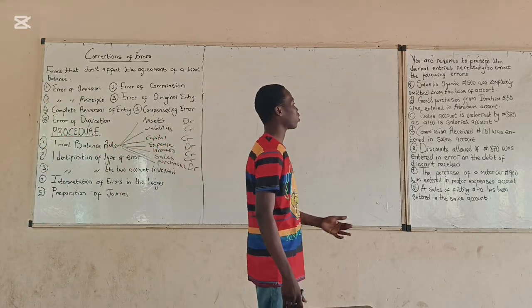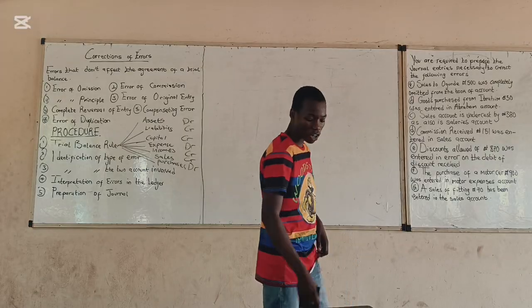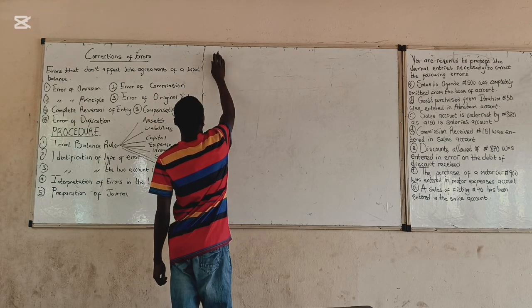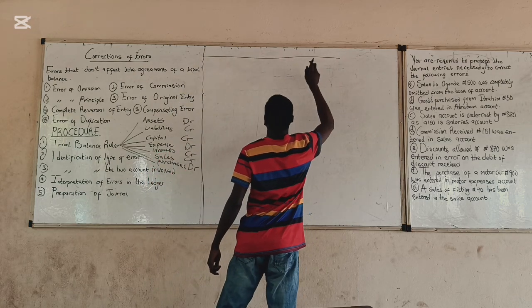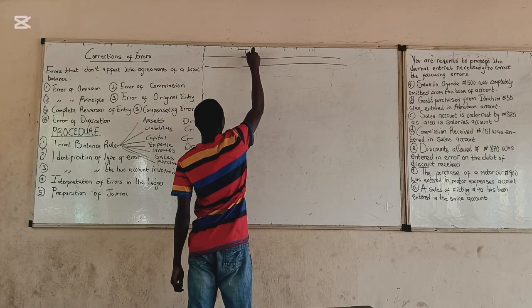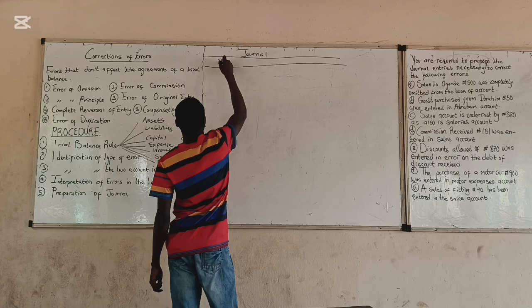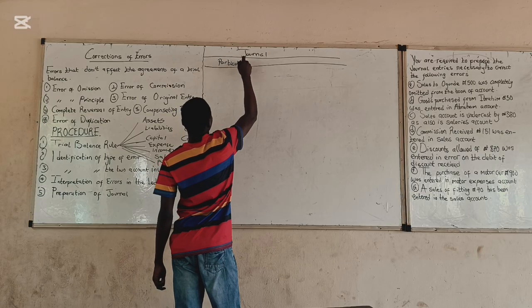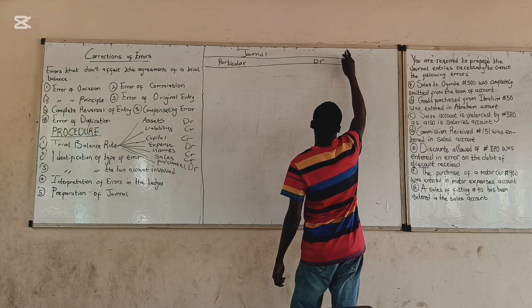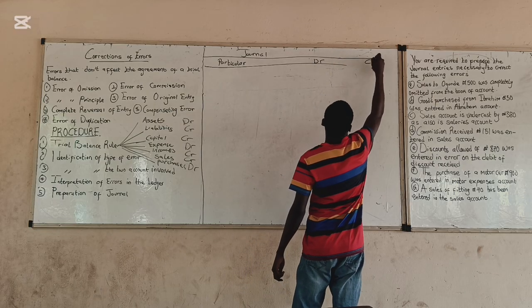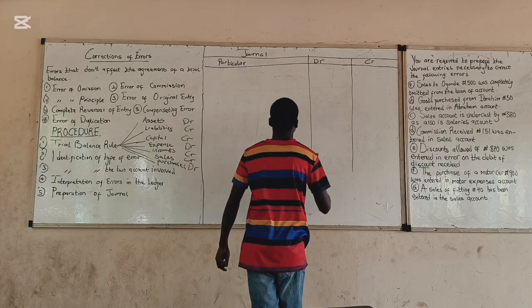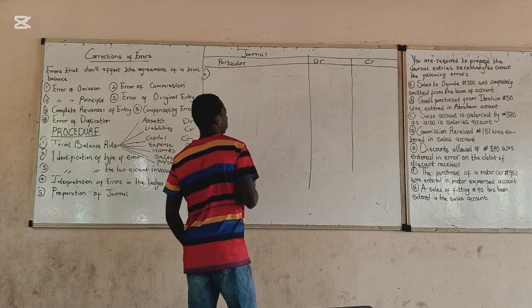So let's start with the question we have on the board. Before I move to that, let's sketch out our journal. Let's draw out our journal. So our journal is like this. We have particulars, I'm going to have debit, and the last one will be credit.